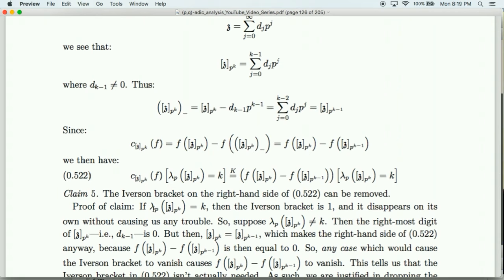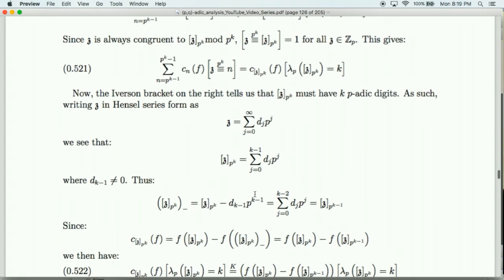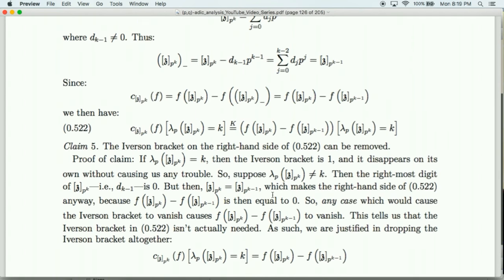Proof of claim. If z mod p^k has k p-adic digits, then this is 1, and the Iverson bracket disappears on its own without causing us any problems. So suppose lambda p of z mod p^k is not k. That occurs only when d_{k-1} is 0. So d_{k-1} is 0, but then this sum is the same thing as this sum because the final term is 0. So in that case, z mod p^k equals z mod p^{k-1}, and so these two are the same, so this becomes 0. So if this occurs, then this evaluates to 1, and if this occurs, then this evaluates to 0. So in any case, the Iverson bracket will vanish.